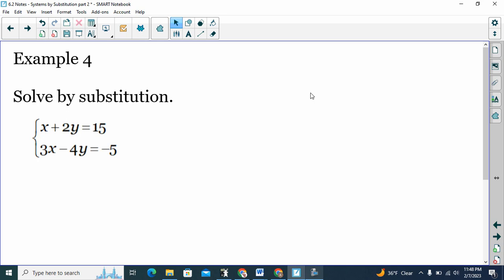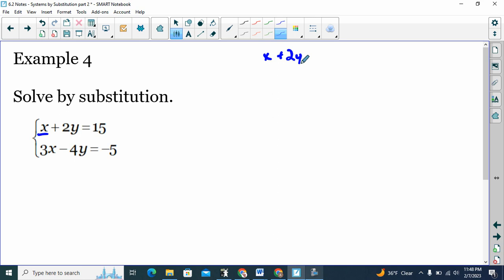Notice none of the equations say x equals or y equals. All the x's and the y's are on the same side in this first equation. All the x's and y's are on the same side in the second equation. If that happens to be the case, we are going to solve for one of the variables in one of the equations. And the easiest one to solve is any of them that have a coefficient of 1. So I've got a 1x right here. So we're going to solve this first equation for x.